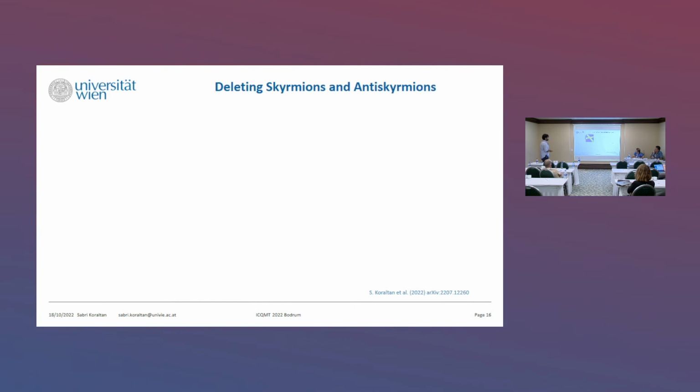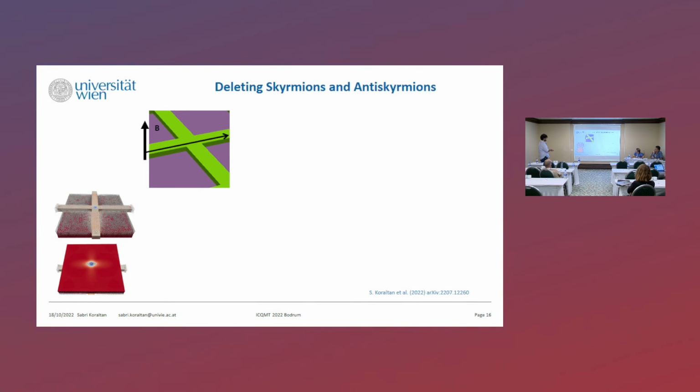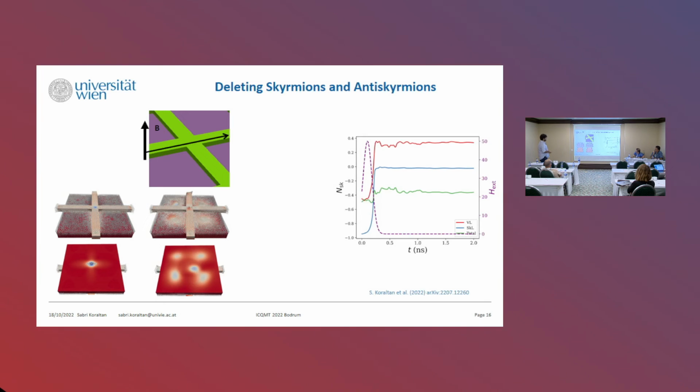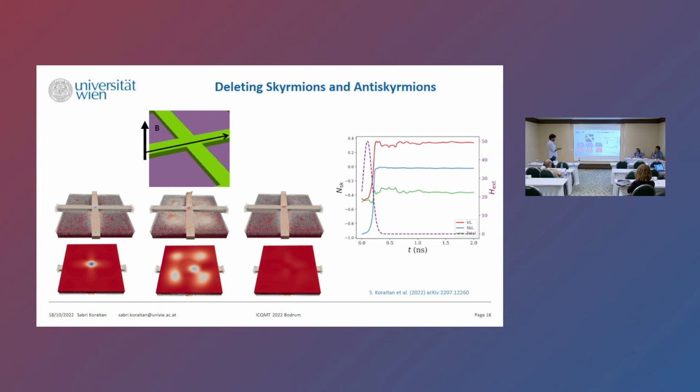And we want to do the same for the antiskyrmion. We apply again the pulse of magnetic field. We have the magnetic anti-vortex core. Then we apply the field. We switch the anti-vortex core. And again, without switching the sign of the total topology, we can delete the antiskyrmion.